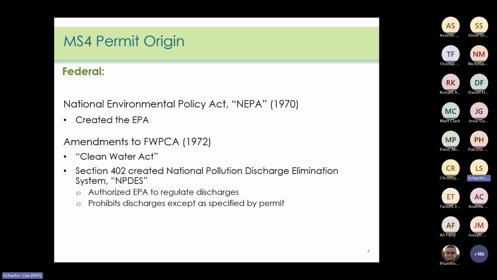It's in Section 402 of this act that the National Pollutant Discharge Elimination System, NPDES program, was created, and it prohibits discharges of pollutants from any point source into the nation's waters except as allowed under an NPDES permit. And it's because of this program that the EPA is authorized to regulate discharges into the nation's waters by setting limits on the effluent that can be introduced into a body of water from an operating and permitted facility.